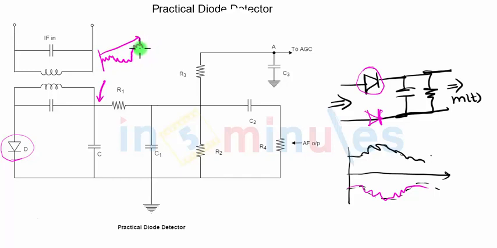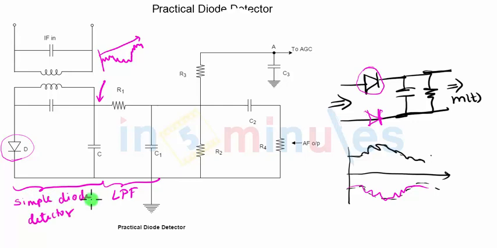So to remove the high frequency ripples and allow the low frequency signal to go ahead in the circuit, we will use the low pass filter. So this R1 and C1 combination forms the low pass filter. And before that, let me just name this combination of diode and capacitor as a simple diode detector, which we have already discussed. I told you that there are a few extra components present in a practical diode detector.